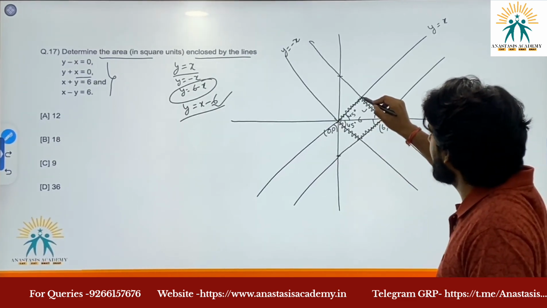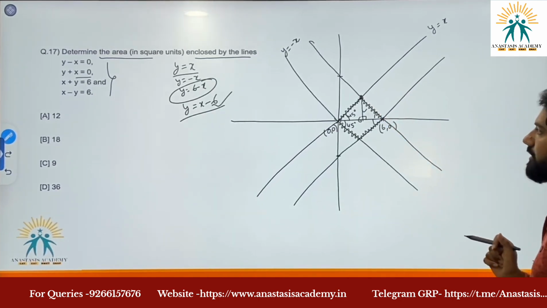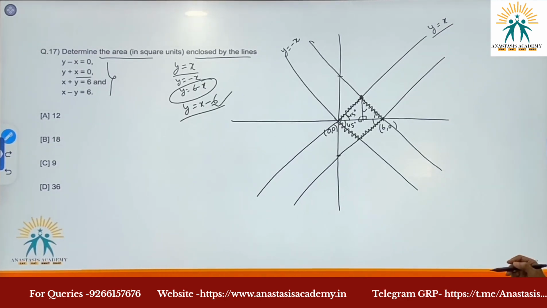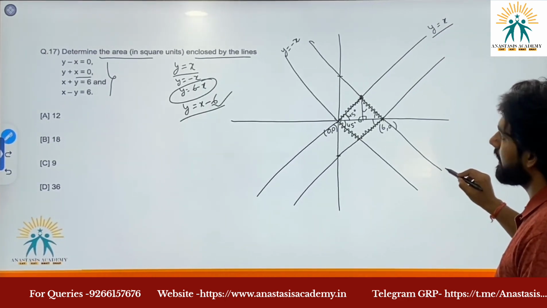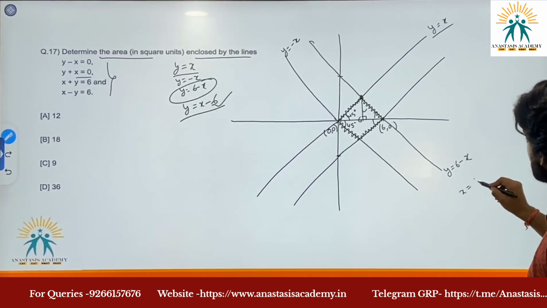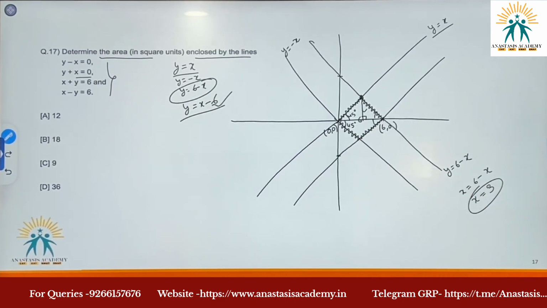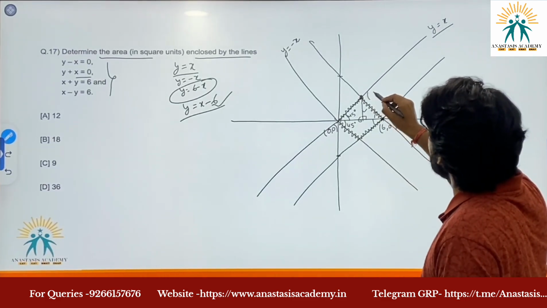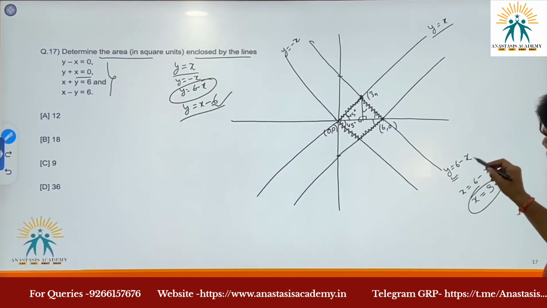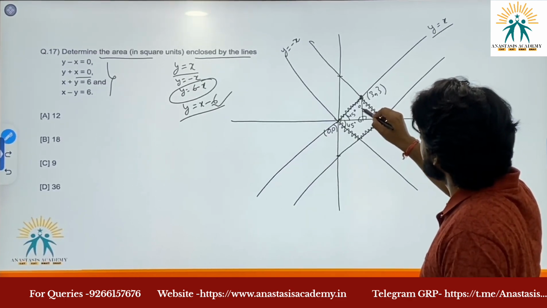So this is 6. I need to find this height. I need to find this coordinate, where y equal to x line intersects with y equal to 6 minus x. When I equate these two lines, x is equal to 6 minus x. So x becomes how much? 3. At x equal to 3, these lines will intersect. So the x coordinate of this point will be 3. And at x equal to 3, y becomes how much? y equal to 3. So this is 3, 3. So I know this height is 3.